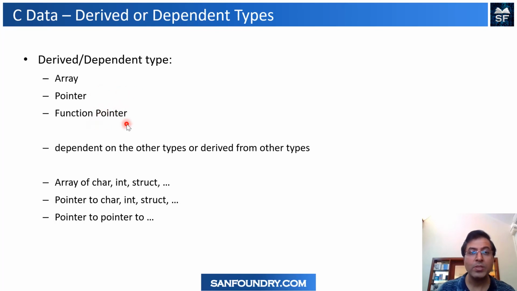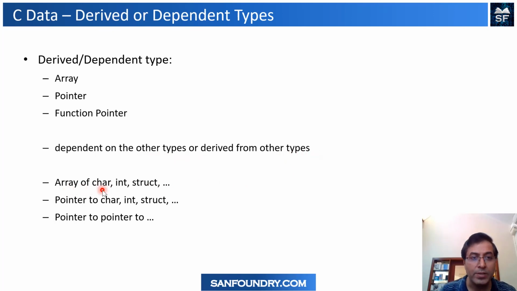And then you have a special situation known as a function pointer. So what's a function pointer? Ultimately, it's a pointer. It's storing the address of a function to jump into, right? So it is going to jump into the function. Right? So remember, derived types are dependent on other types, or derived from other types basically.